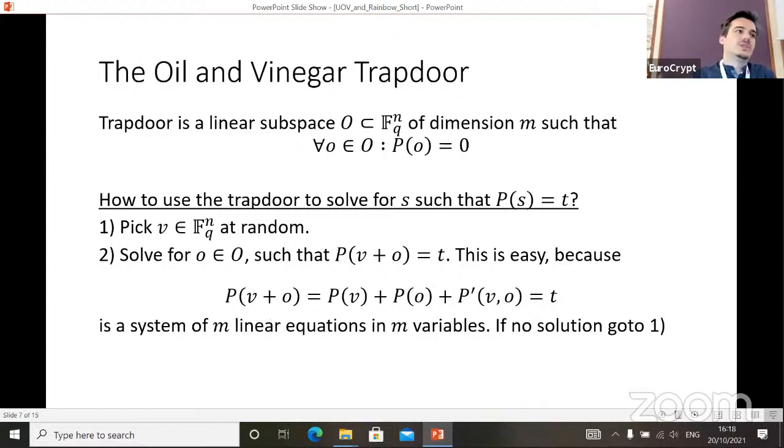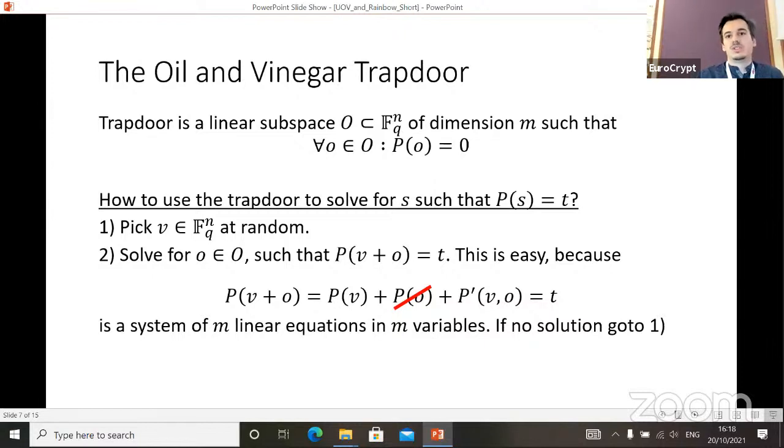If you have P of a sum, then you can write it as P of the first term plus P of the second term plus something that's linear in V and O. And this something we call the differential of P. So in our case, we can solve this efficiently because P of V is just something fixed, because we fixed the choice of V. P of O is 0 because P vanishes on O. And then we're left with something that's linear in O.